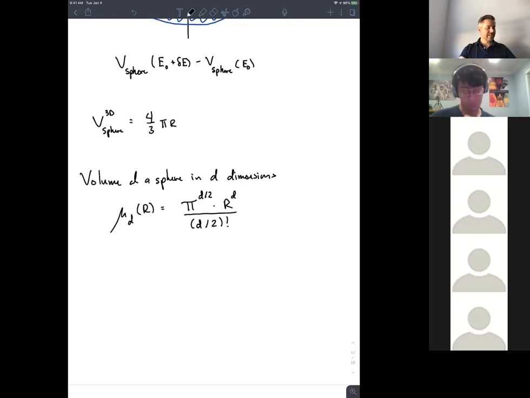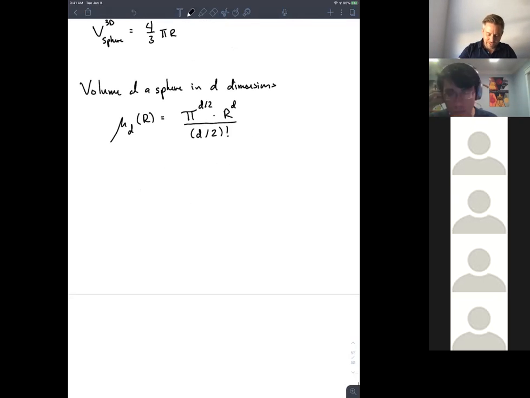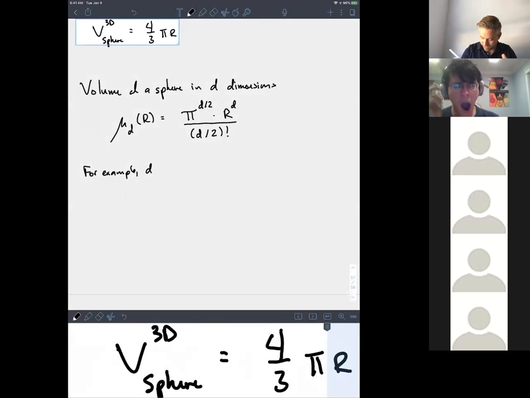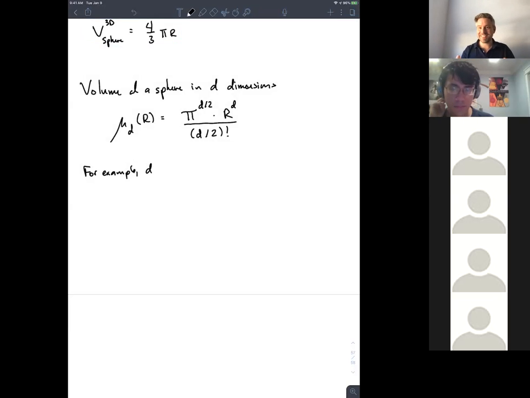Okay. All right, so let me prove it to you. So for example, if we try this formula for d equals 3, here is what we get.